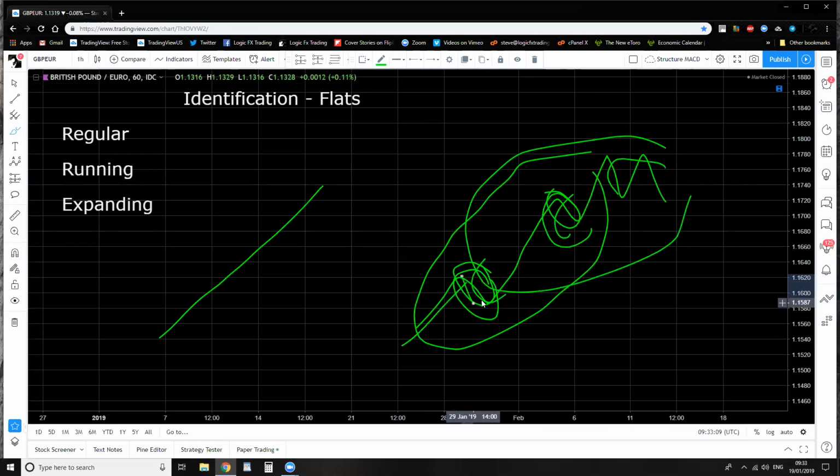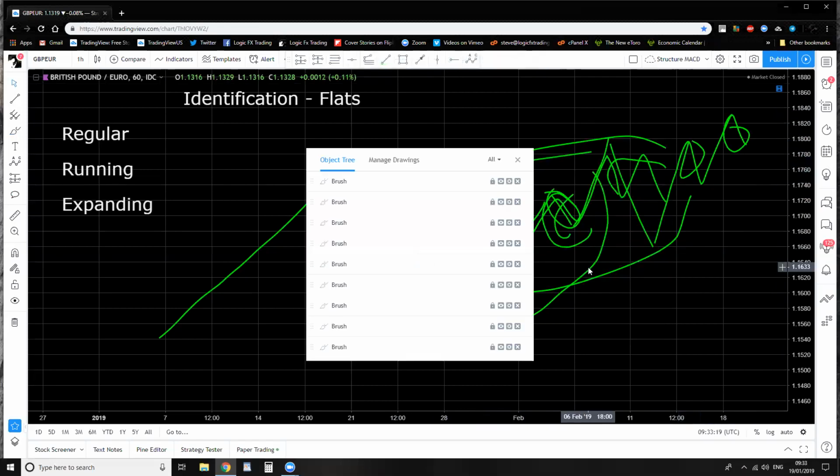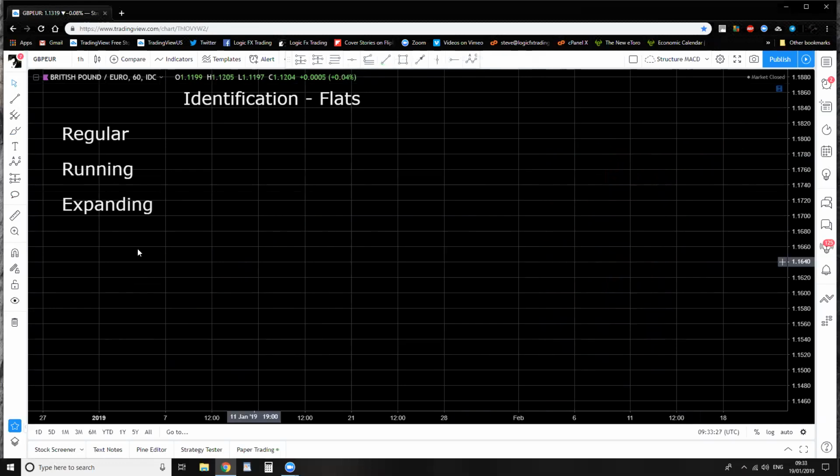You get the impulse, a correction, impulse, correction, impulse, correction. Each of those corrections, as we've already seen, some of them are zigzags, some of them are triangles, and some of them are flats. And we're going to look at those now. Okay, so let's get back on with it.